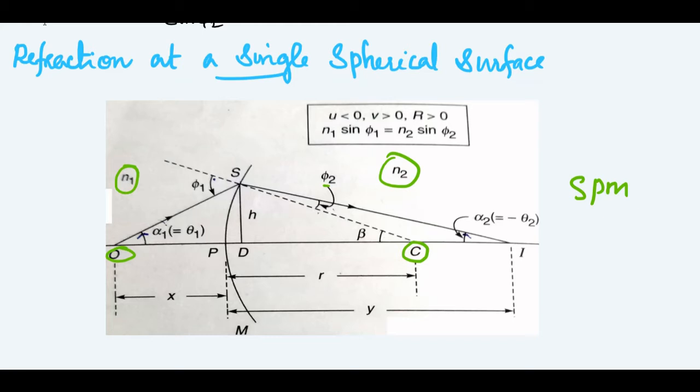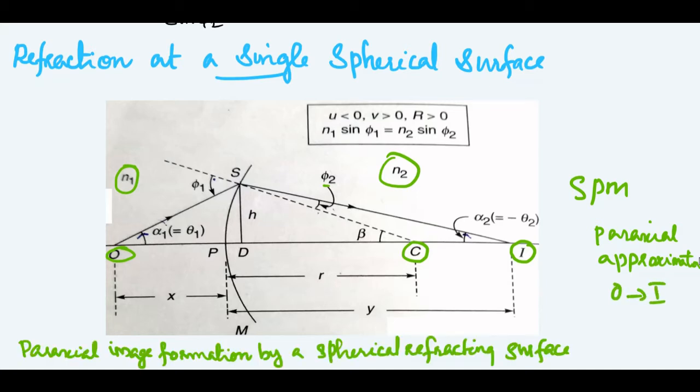Not all rays originating from O converge to a single point. But if we consider only those rays which make small angles with the line joining the points O and C, then all rays converge to a single point I. And this is known as paraxial approximation. According to Fermat's principle, all paraxial rays take the same amount of time to travel from O to I.